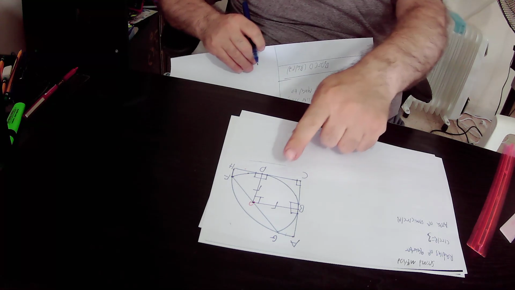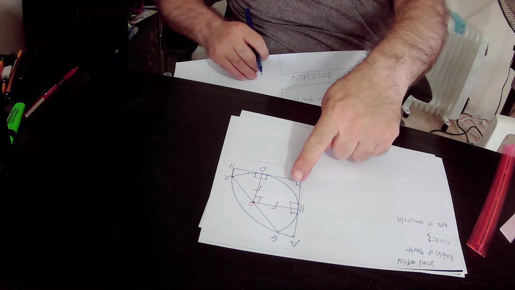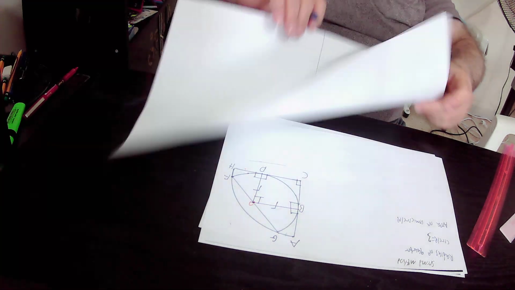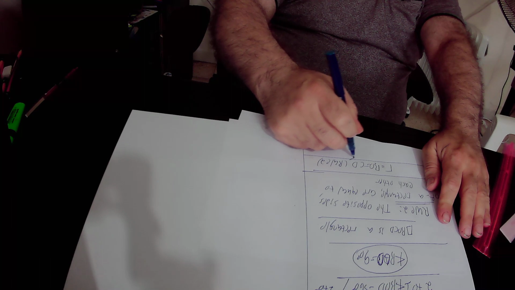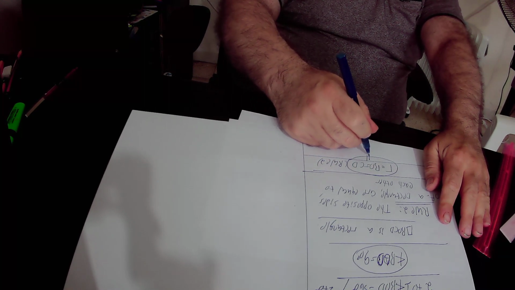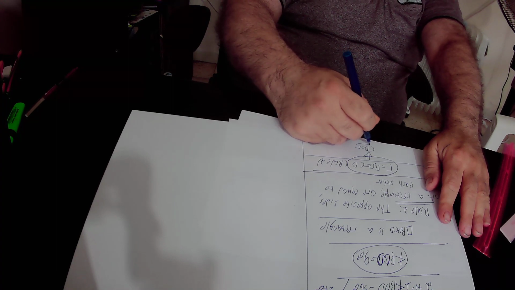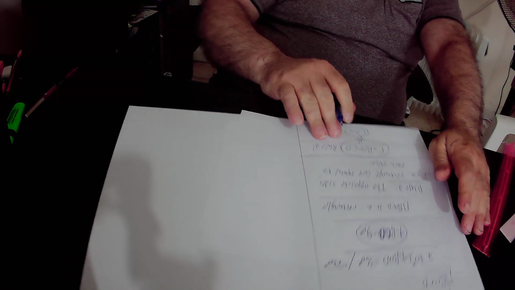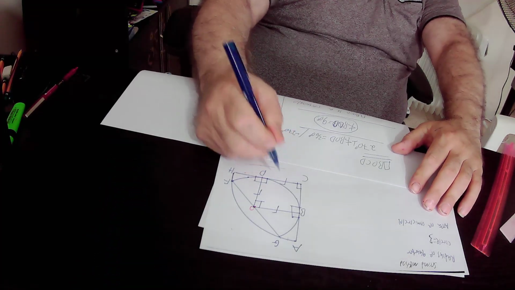But we know that BO is the radius of the semicircle, that is to say it equals R. So we can write here that BO equals R, and from this equation, R equals BO equals CD, we will derive that CD is also equal to R. Here CD equals R.